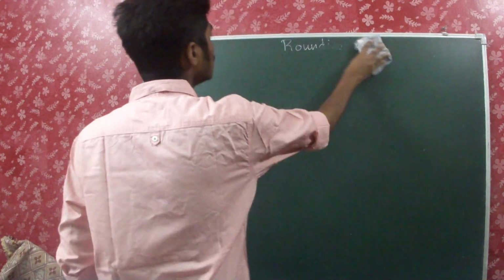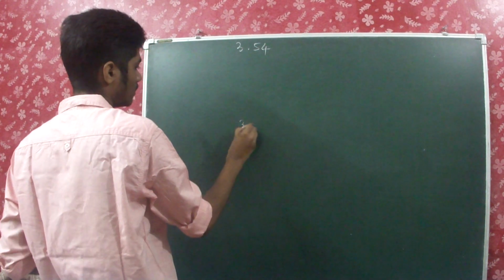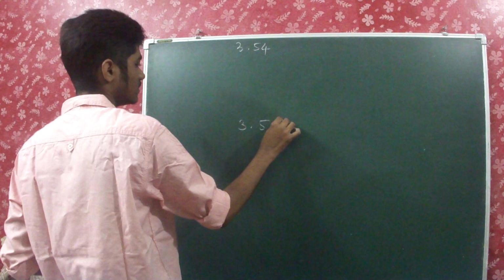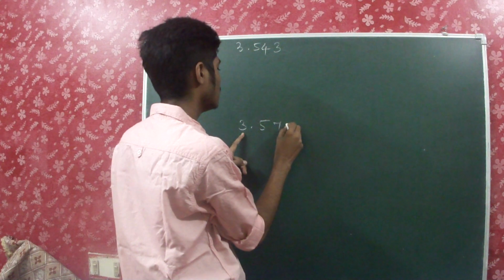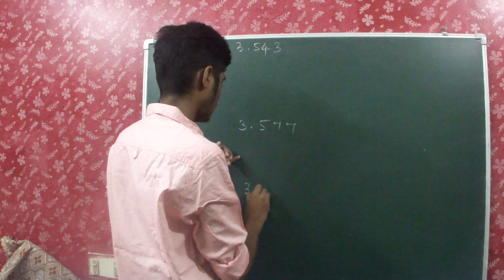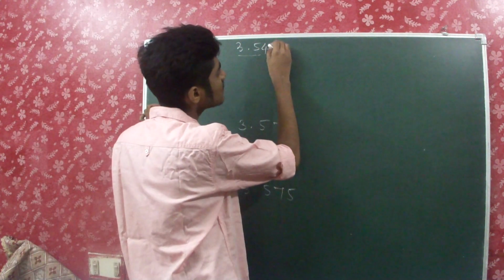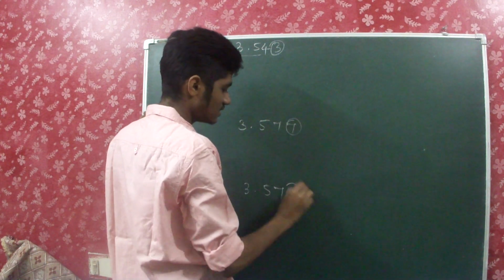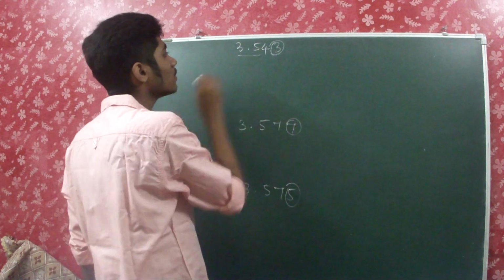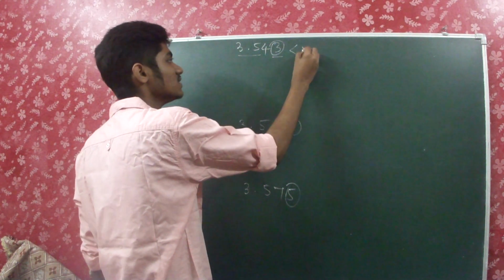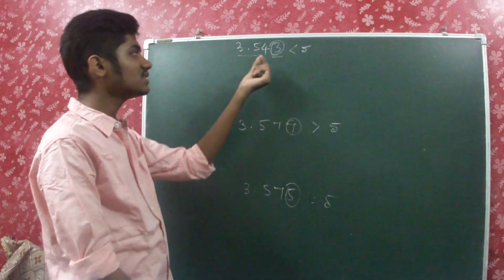Okay, so if we take three examples, 3.54, 3.57 and 3.575. Which is the uncertain digit here? The 4 is the uncertain digit, the 7 is the uncertain digit, the 5 is the uncertain digit. Only uncertain digits can be rounded off. So let's check how we can round these off. Is this number less than 5? This number is less than 5, this number is greater than 5, and this number is 5. Am I right?